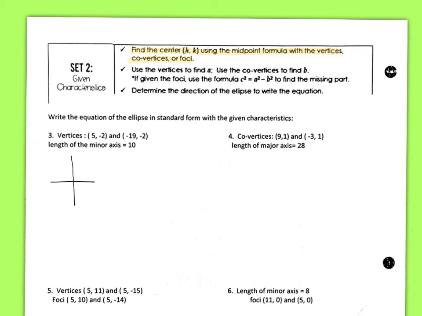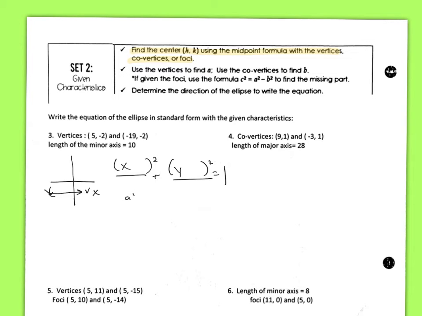So for the vertices, I'm at 5, -2. There's a vertex, right? And then I'm at -19, -2. So this thing runs in this direction, which tells you that that's the direction for a squared. So our big number, a squared, will be under the x. So we know we're going to have x quantity squared. This is how it always goes. Y quantity squared. We know it's going to equal 1. And underneath this is going to be the a squared. I don't know what a squared is, but I know that's where it's going.